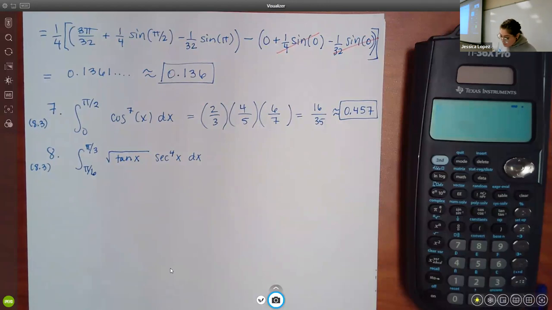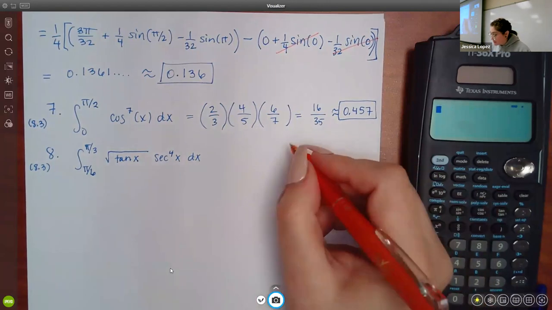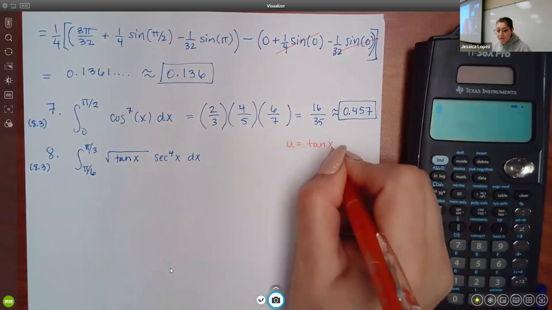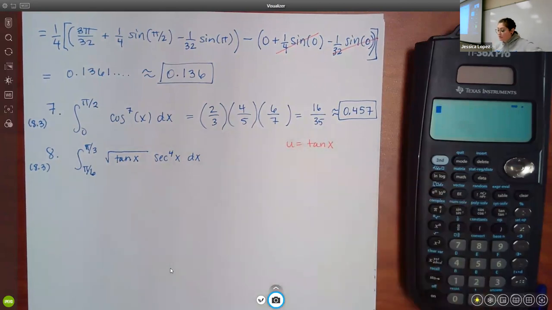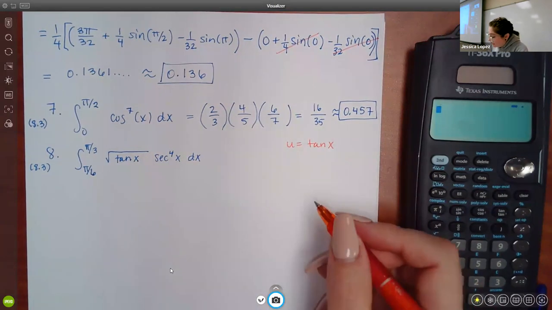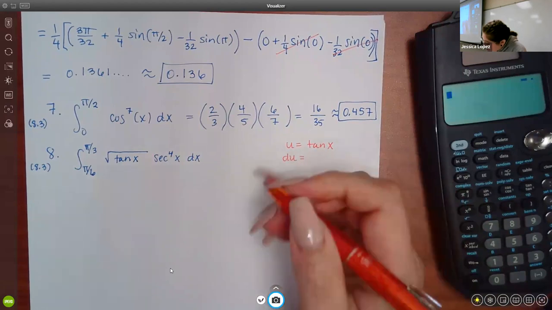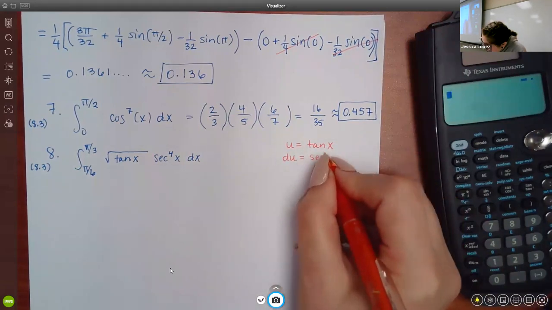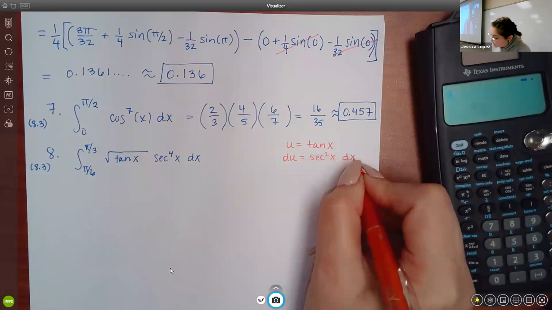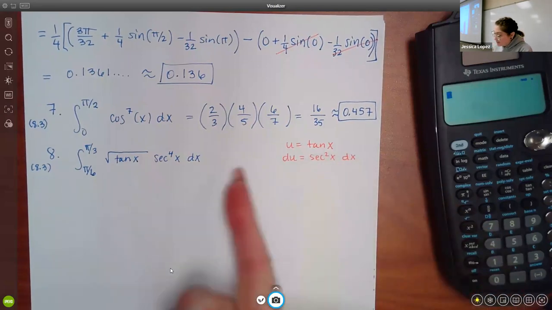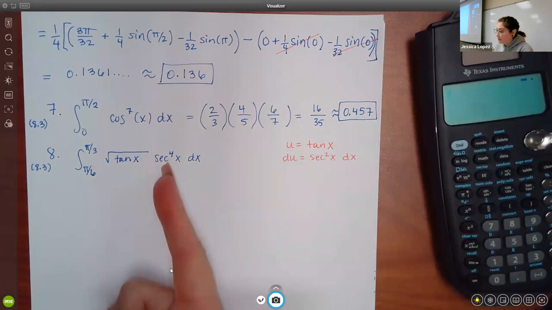If we look at this one, because of the radical, you should already be thinking I should be letting u equal tangent, okay? Because it's inside the house. But if you did that, then du would be the derivative of tangent, which is secant squared x. So I have a secant squared, I just have an extra secant squared, right?